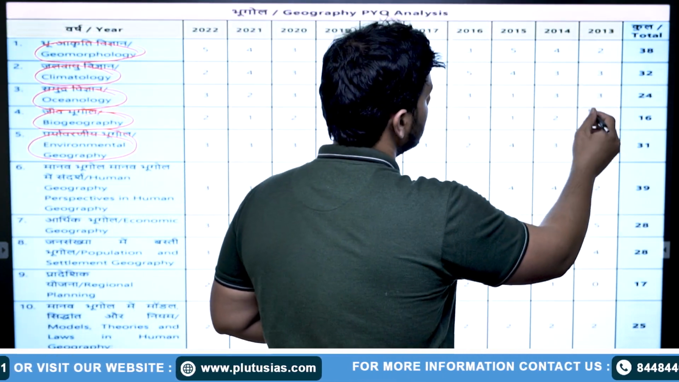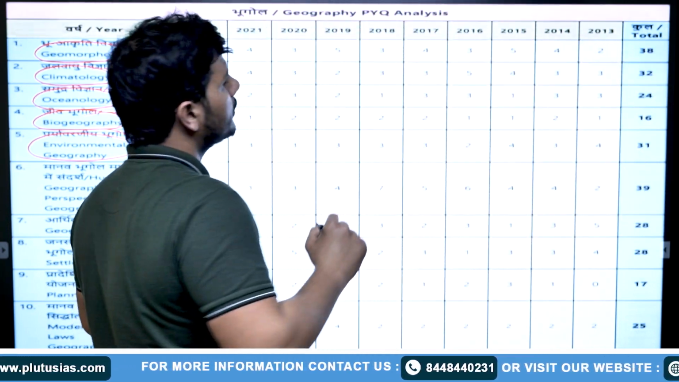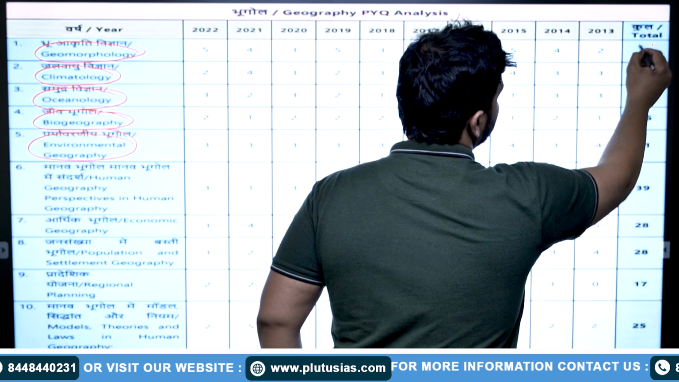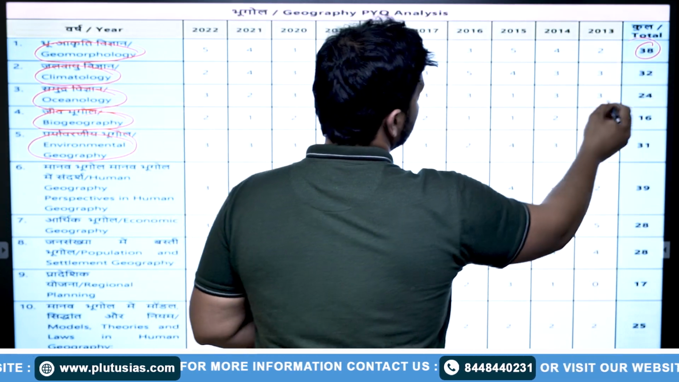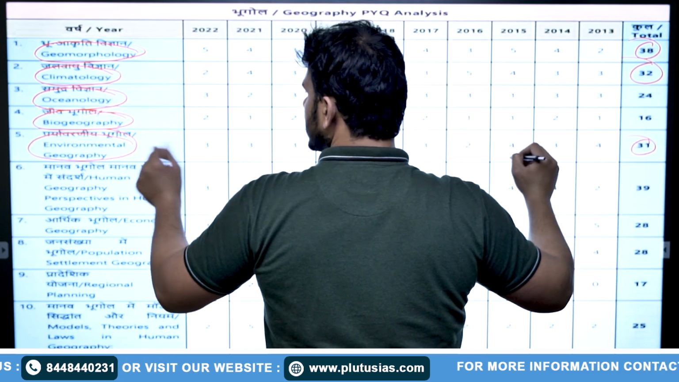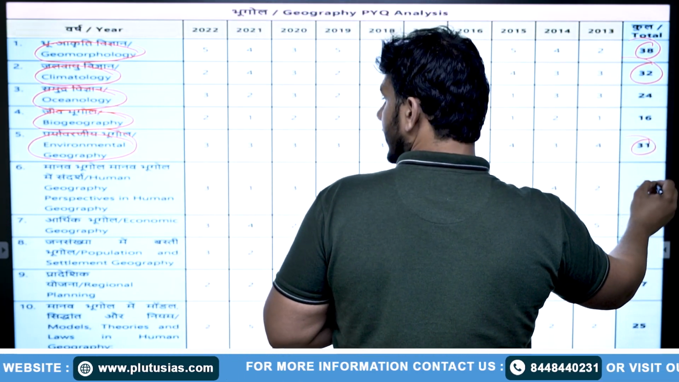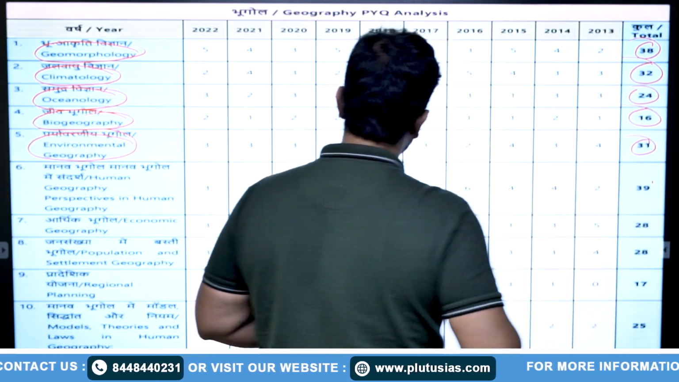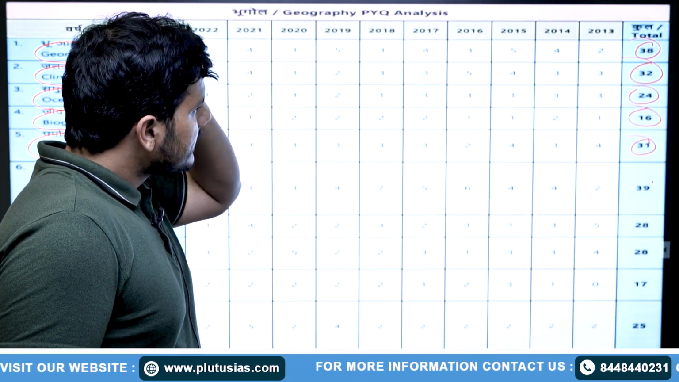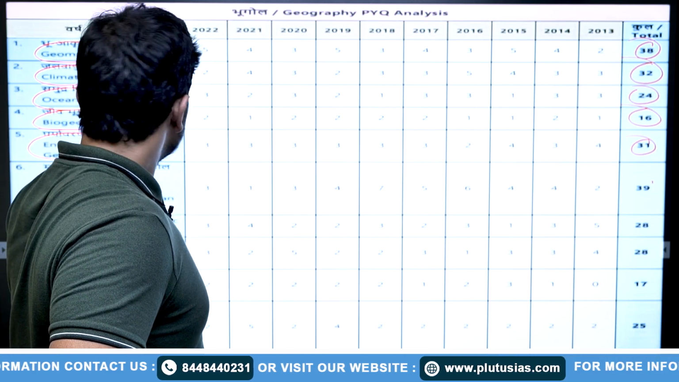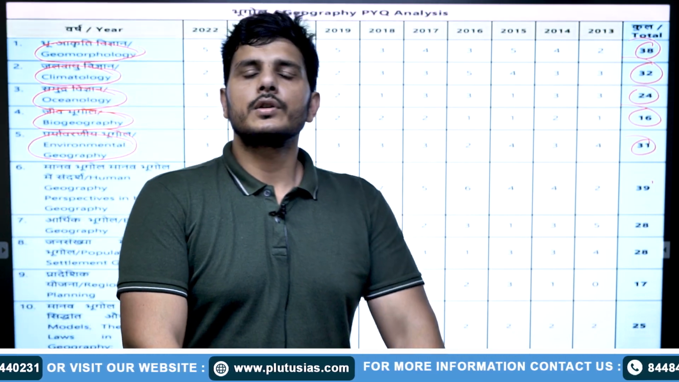So this is the question distribution. If we consider 2013 to 2023, there are nearly 38 questions from geomorphology. From climatology, we have 32, then 31 from environmental geography, 24 from oceanography, and 16 from biogeography. You can notice two or three trends: geomorphology, climatology, and environmental geography. You can see a lot of weightage has been put there.